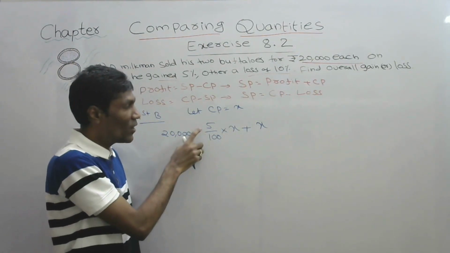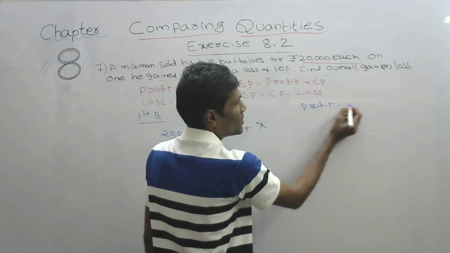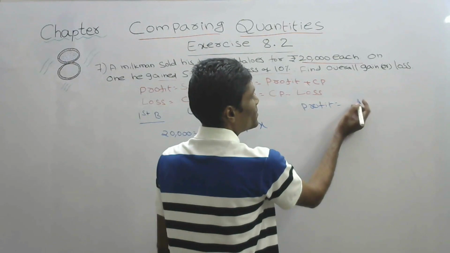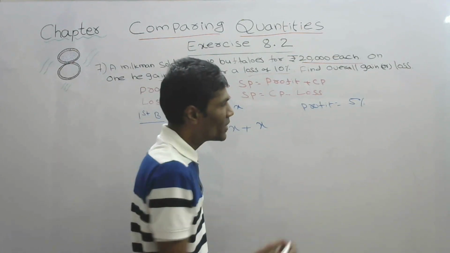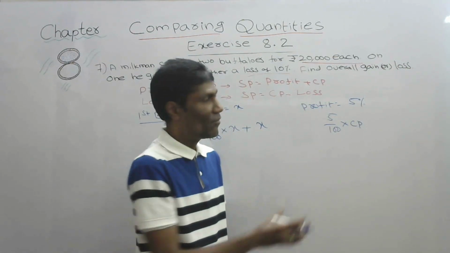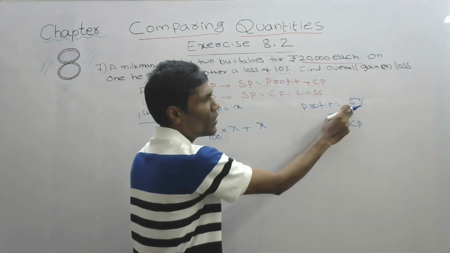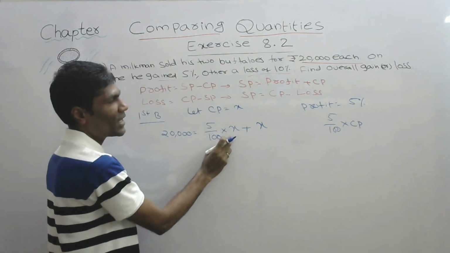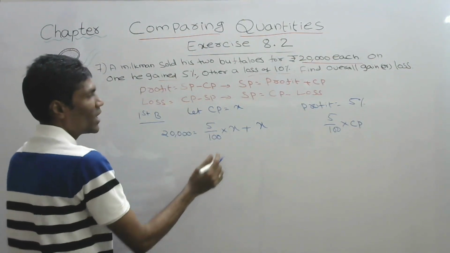Profit, what is profit? 5%. If this is given, then what we will do? 5 by 100 into CP we will take. We will calculate the profit or loss based on cost price. So if profit is 5%, that is 5 by 100 into CP. So that we are taking here. We don't know the CP, so we are taking it as X. So let us solve this.